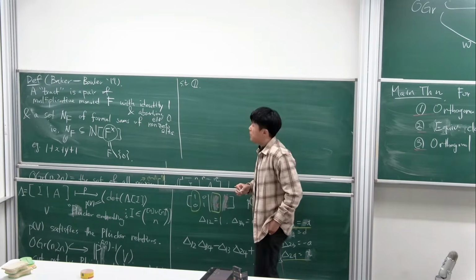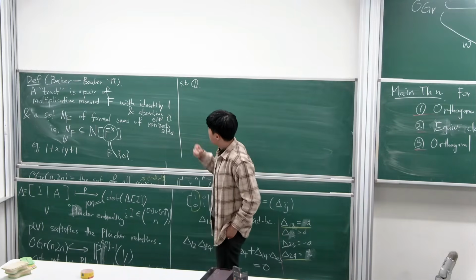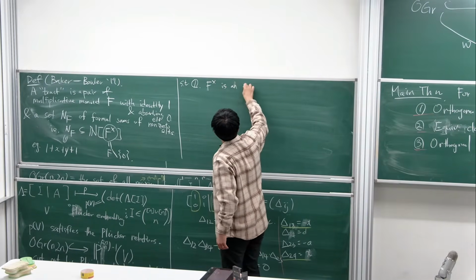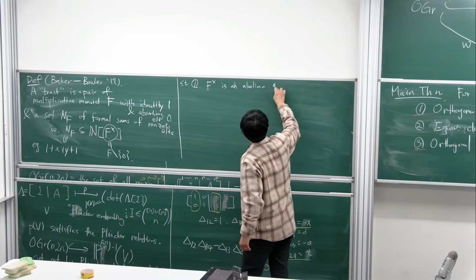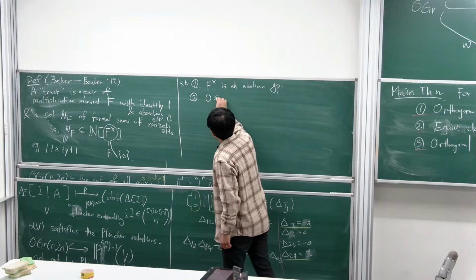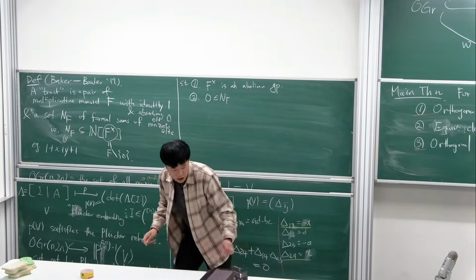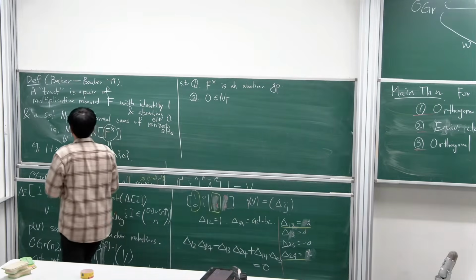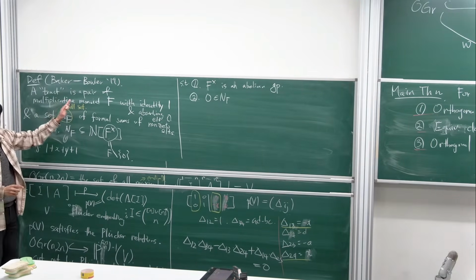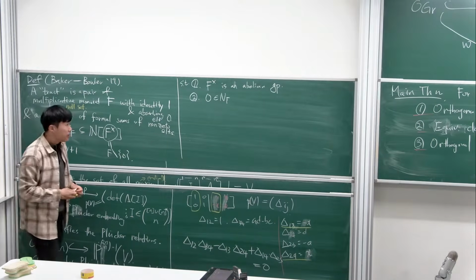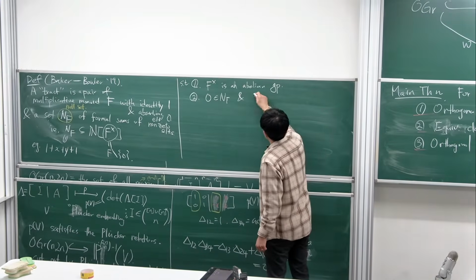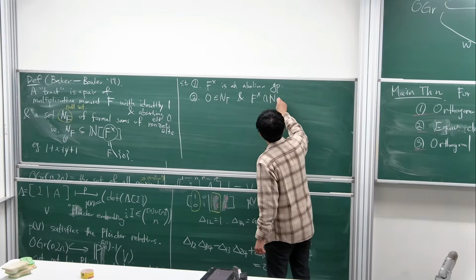The first condition is about our multiplicative operation. So F^x is an abelian group. And the second condition is that 0 is in NF. People usually call this the null set. So you may understand this as a 0 set, where the sum is 0. So 0 is in the null set, and any other non-zero element is not in the null set.